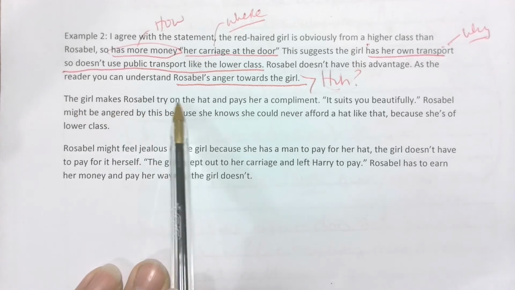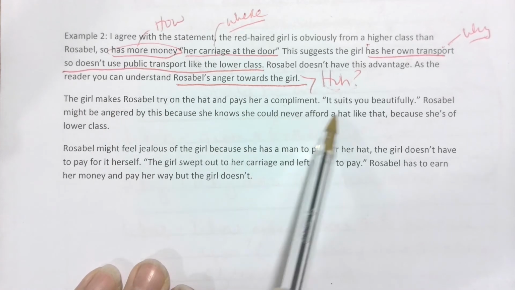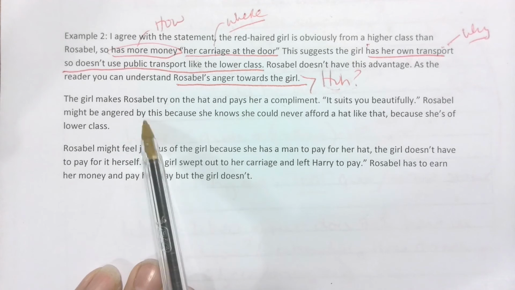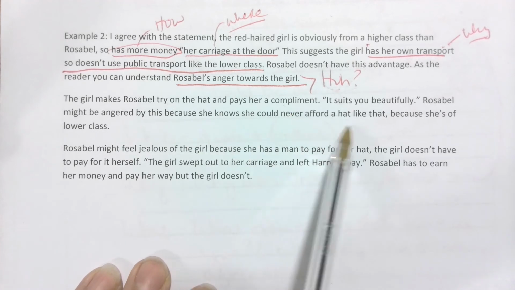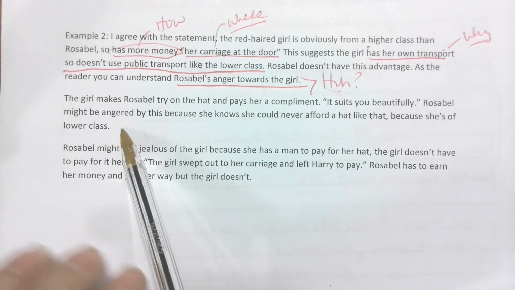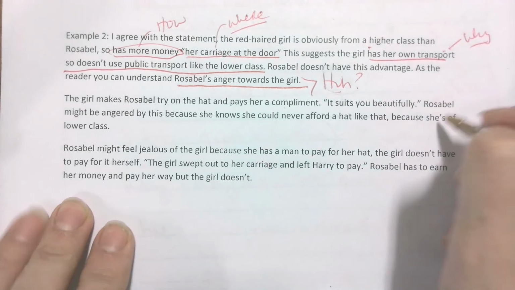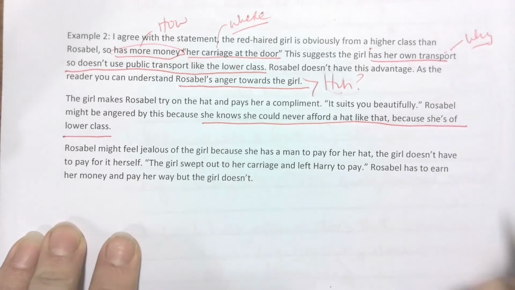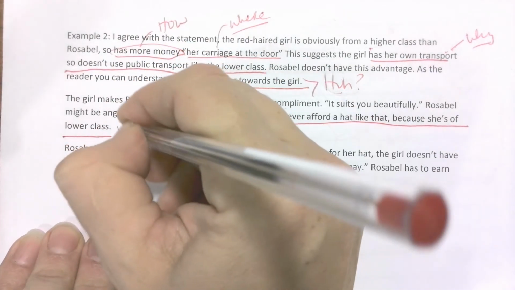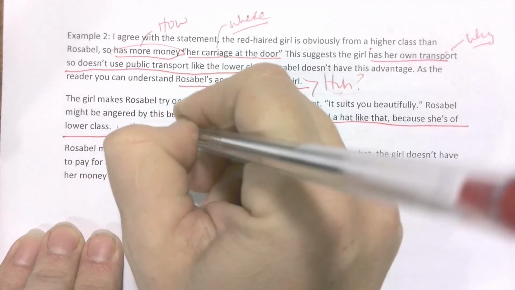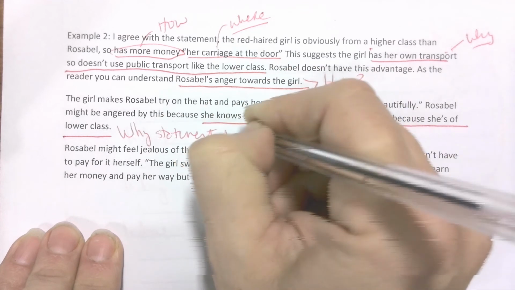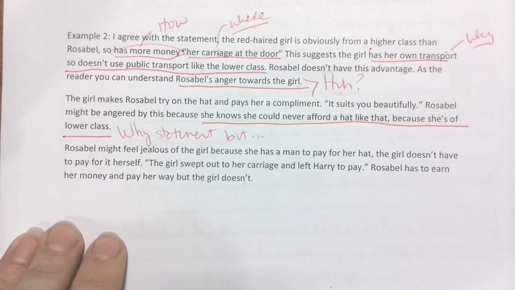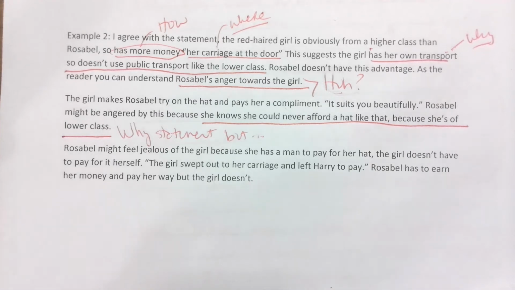It says the girl makes Rosabel try on the hat and pays her a compliment. "It suits you beautifully." Rosabel might be angered by this because she knows she could never afford a hat like that because she's of lower class. Okay, right? So this is a good kind of explanation. So this is a good why statement. But it's not really explained fully. Like, there's a whole lot of seems and maybes.